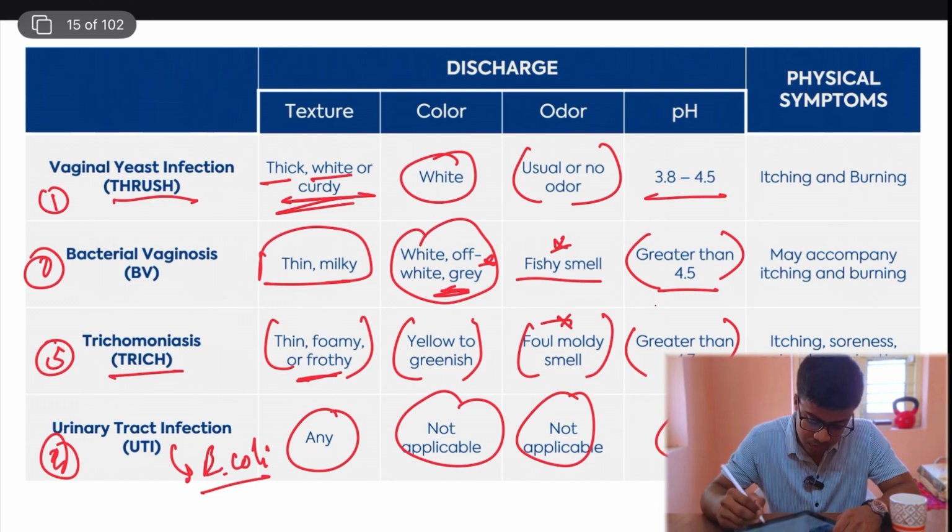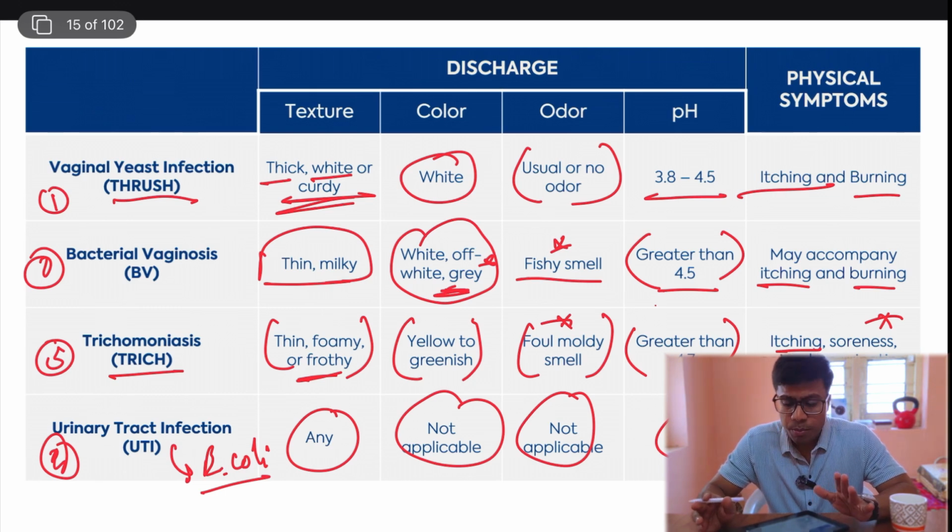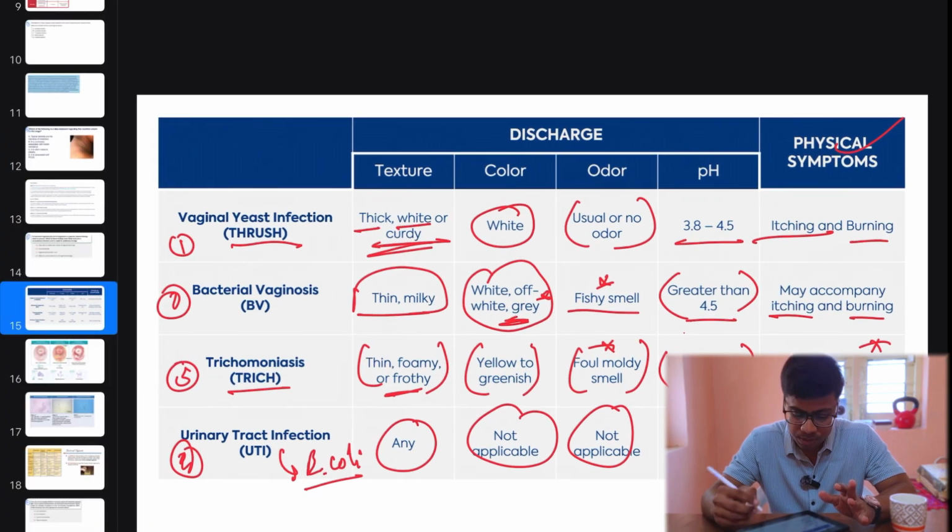So now coming to the physical symptoms. Physical symptoms in all of them: itching, burning, and pain. These are most common. But in Trichomonas there will be pain when urinating, and the remaining are the same. So it's very easy. You should know the Trichomonas thing, pain while urinating. Others, there is itching, burning, pain. So no need to go in deep for this.